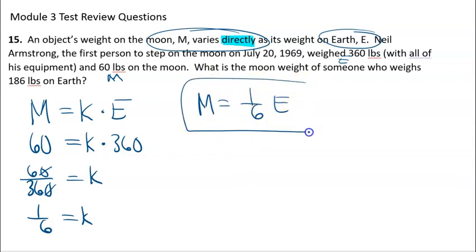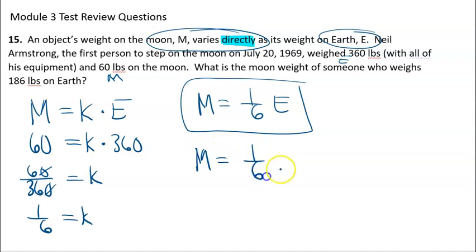Now, again, if it just asks for the equation, boom, we're done. But they like to give you the last line sometimes, getting you to use the equation. It says, what is the moon weight of someone who weighs 186 pounds on Earth? So, how much would you weigh on the moon if you weighed 186 pounds? And you can do your own weight too.